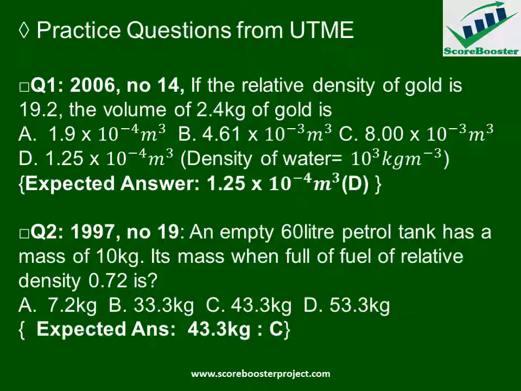Then the second question for your practice comes from 1997, number 19. And the question goes thus. An empty 60-liter petrol tank has a mass of 10 kilograms. Its mass, when full of fuel of relative density 0.72 is dash. Option A here is 7.2 kilogram. Option B is 33.3 kilogram. Option C is 43.3 kilogram. Option D is 53.3 kilogram. Expected answer here is option C, which is 43.3 kilogram.